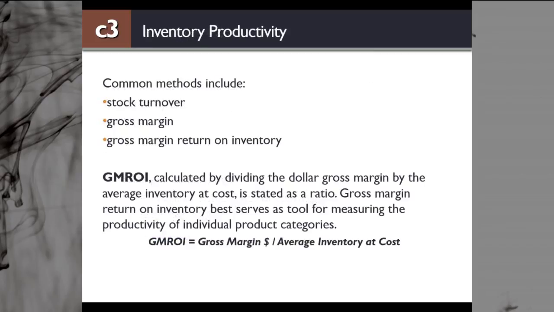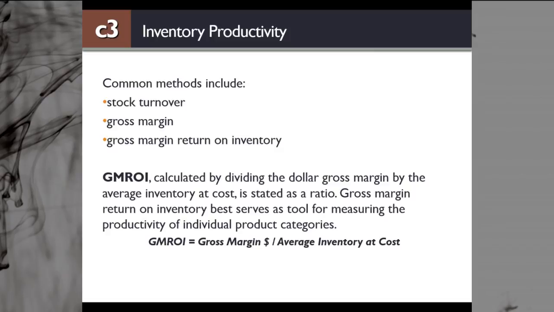Now we're going to talk about inventory. So now you learned about the productivity based on the human resources and also based on the space. And at this time, we're going to talk about productivity based on the inventory. Common methods of measuring inventory productivity include stock turnover, gross margin, and gross margin return on inventory. First, stock turnover is total net sales divided by the average inventory.